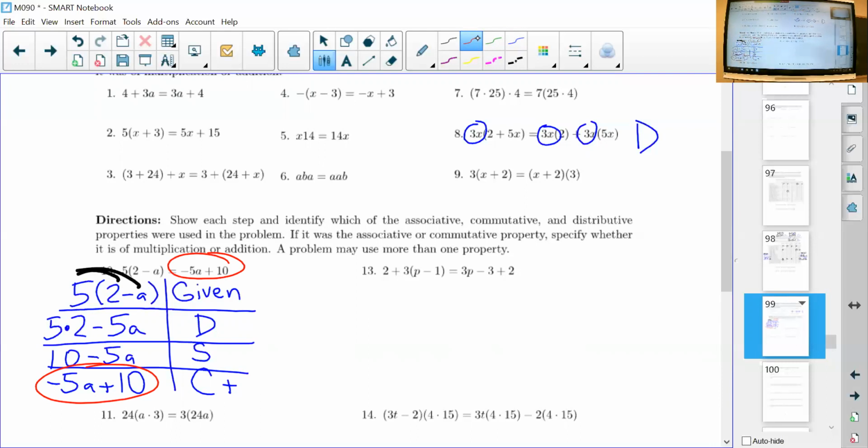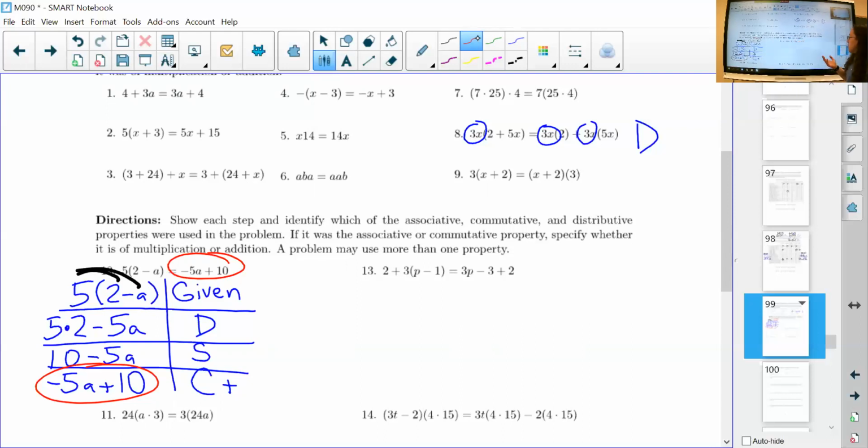So I'm not going to write the whole thing out, but take a look at number 13. We have 2 plus 3 times p minus 1 equals 3p minus 3 plus 2. So I have 3 terms. I've got the 2, I've got the p, I've got the 1, I've got 3 terms, I've got the p term, the 3, the 2. I noticed that the 2 has gotten moved over here. So something's moving. Which property is that? Yep, commutative. And then I see that some things are getting distributed.